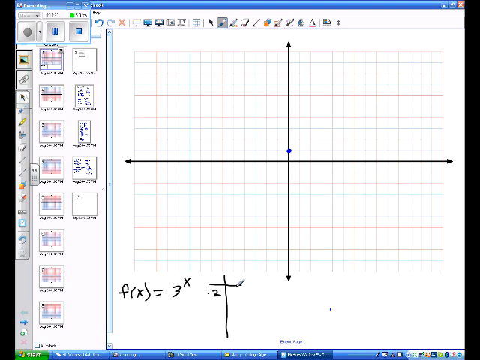3 to the negative 2 was 1 over 3 squared, or 1/9. 3 to the negative 1 was 1 over 3. 3 to the 0 is 1. 3 to the first is 3. And 3 squared is 9. So we could go through and just graph those points. At 1 we're at 3, and at 2 we're at 9. And then we could do our graph.